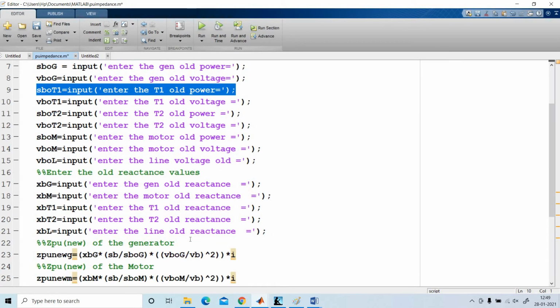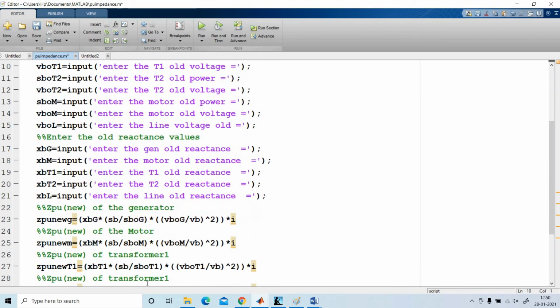Next, enter the old reactance values. For each machine, one reactance is already given. Using the reactance, I am going to find out the new impedance value. XBG is for generator, motor, T1 and T2 and the line. Next, directly write the formula.